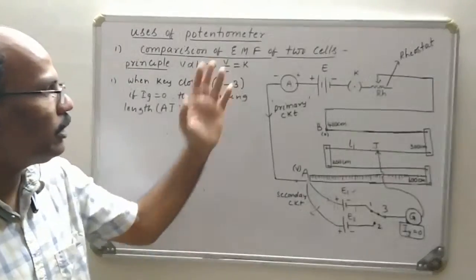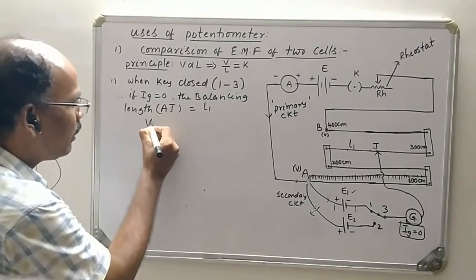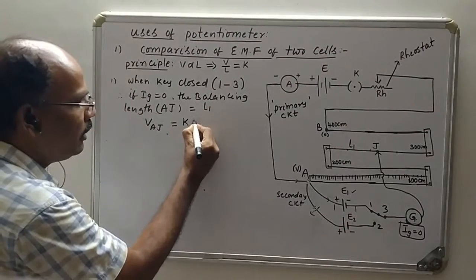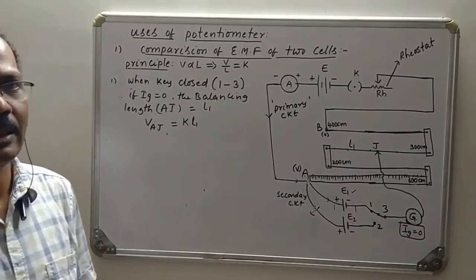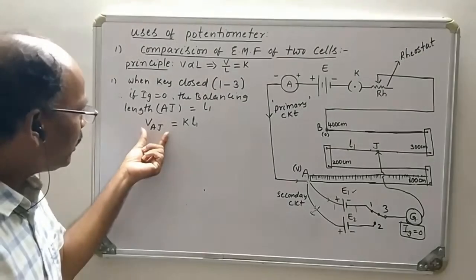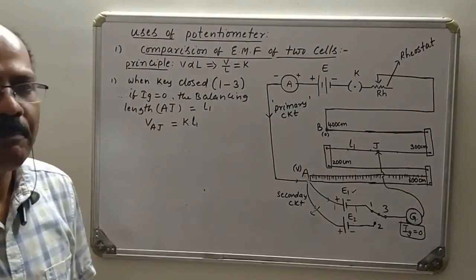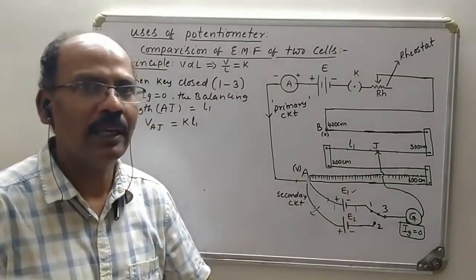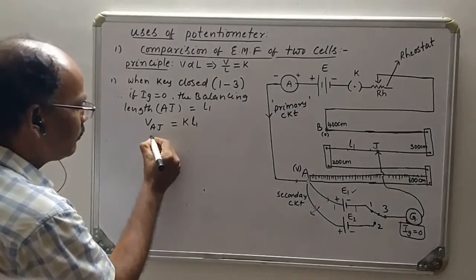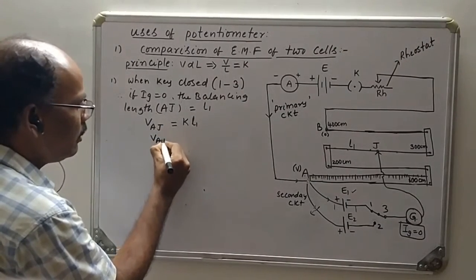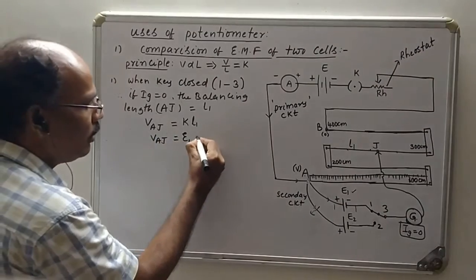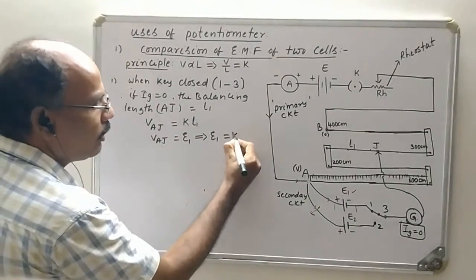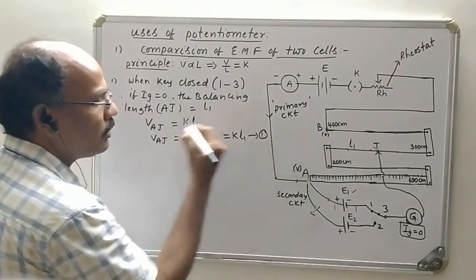So according to the principle of the potentiometer, the potential drop across AJ is equal to the potential gradient times the balancing length L1. But this potential drop across the given length L1 is equal to the EMF of the cell E1. Then we can write V_AJ is equal to E1, which implies E1 is equal to K L1. So this is called equation 1.